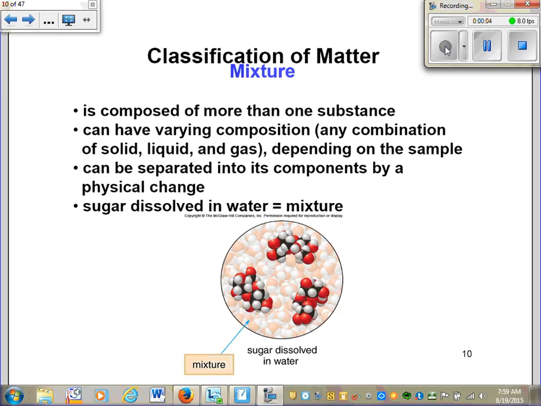Okay, we're going to pick up where we left off with mixtures. Mixtures, like we said, are composed of more than one substance. They can have varying composition. They can be any combination of solid, liquid, and gas. And you can separate them by a physical change. So sugar and water is a mixture. You can separate it by evaporating the water.